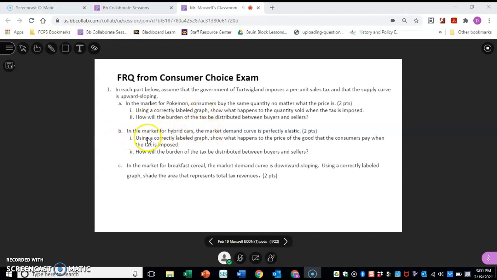The second part of the question was, in the market for hybrid cars, the market demand curve is perfectly elastic. So that is perfectly horizontal. So graph that, and then how is the burden of tax distributed between buyers and sellers? And this phrase, distributed, confused some of you. We'll talk about that in a minute. And then finally, in the market for breakfast cereal, the market demand curve is downward sloping, meaning we're in a normal downward sloping demand, upward sloping supply. Using a correctly labeled graph, show the area that is total tax revenues.